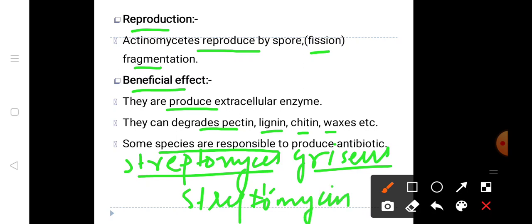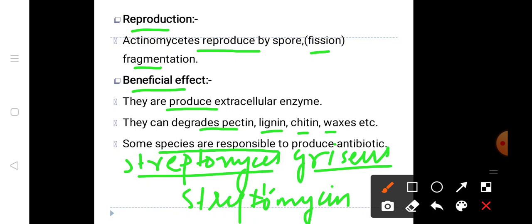As we have already heard in the fungi, such as Penicillium notatum, or we can say Penicillium species, that produce the antibiotic penicillin. In this way, Streptomyces griseus is an actinomycete that produces the antibiotic streptomycin.